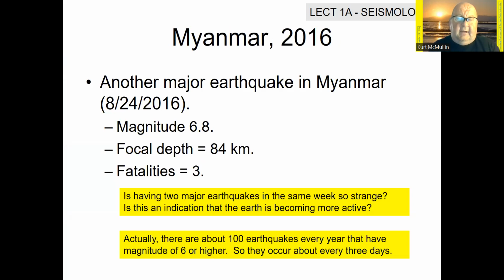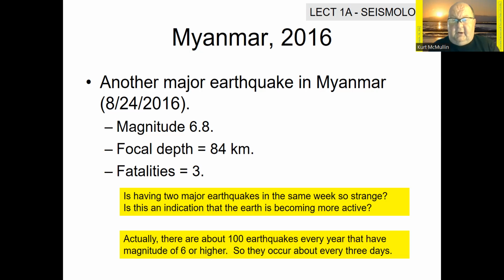Just as an example, I pulled up another earthquake in Myanmar the same year, only a few months different in time, which had a magnitude of 6.8, had a focal depth of 84 kilometers, and only had 3 fatalities. In fact, this was in the same week as the one in Italy. So when you think about it, is having two major earthquakes in the same week so strange? I mean, is this an indication that maybe the Earth is becoming more active?